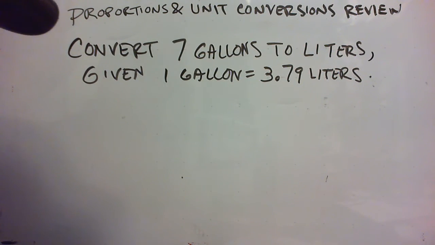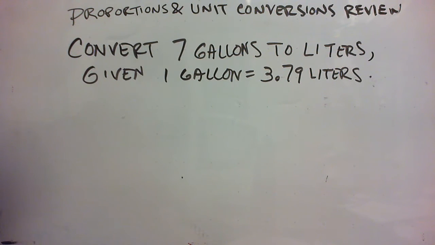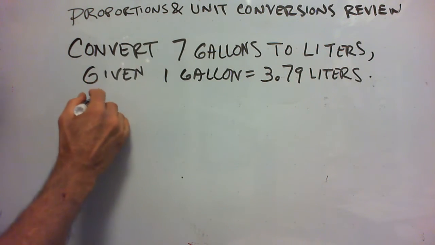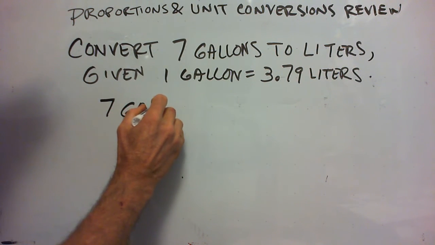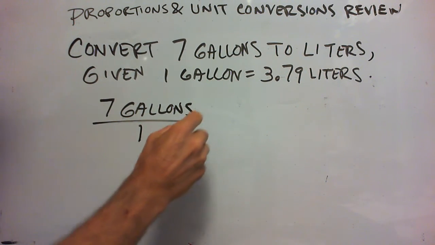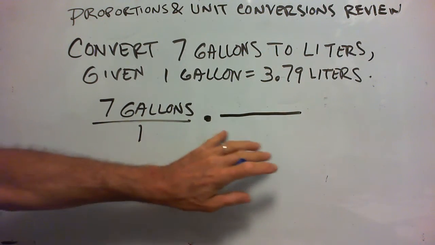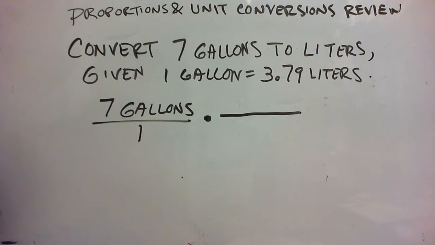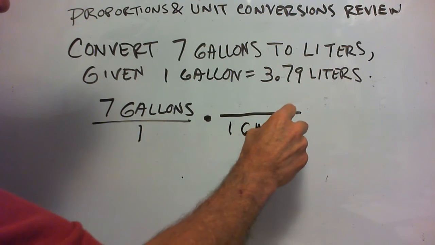Okay, let's move on to some conversion problems. Convert 7 gallons to liters, given 1 gallon equals 3.79 liters. Now the way we do this is we write what we're given as a fraction, 7 gallons over 1, and then we multiply by a unit ratio that will cancel the gallons out and leave liters as our answer. So we would have 1 gallon in the denominator.